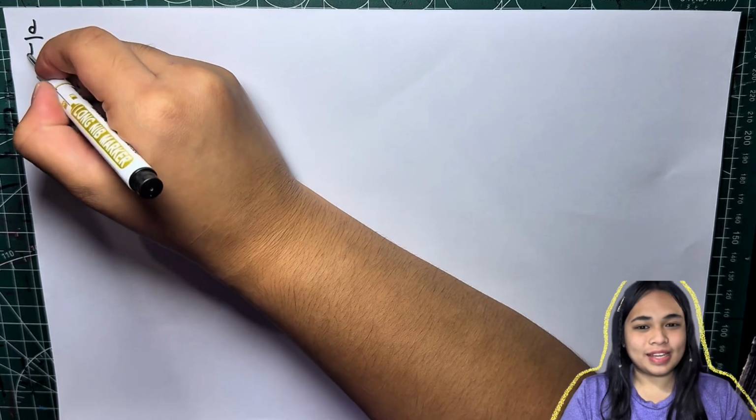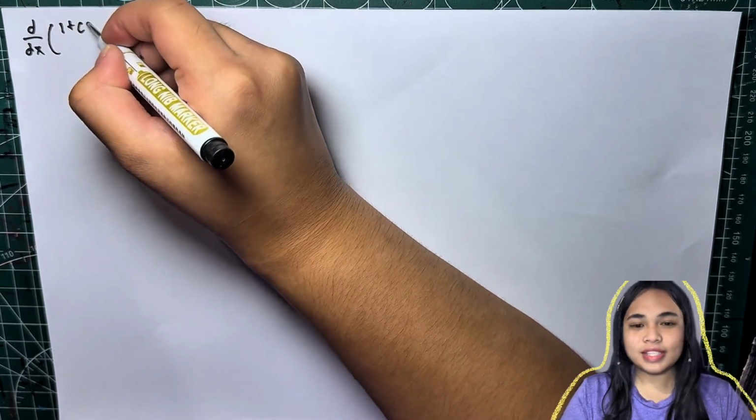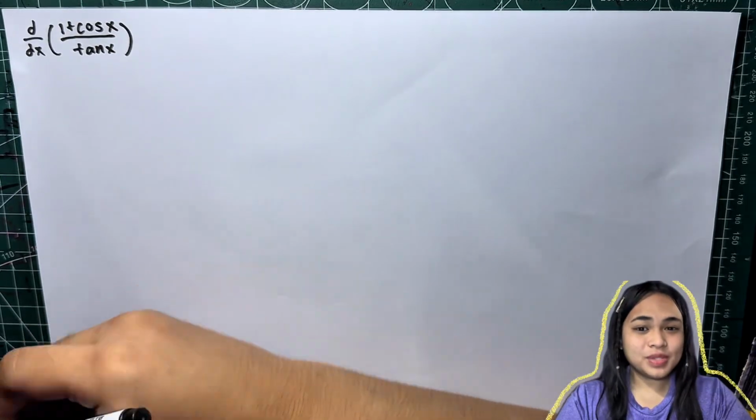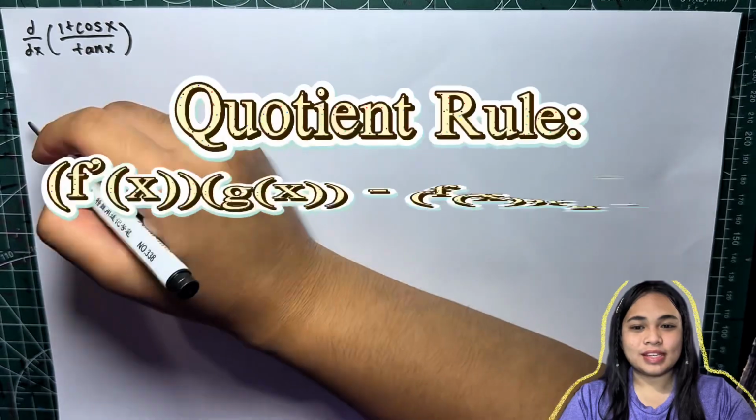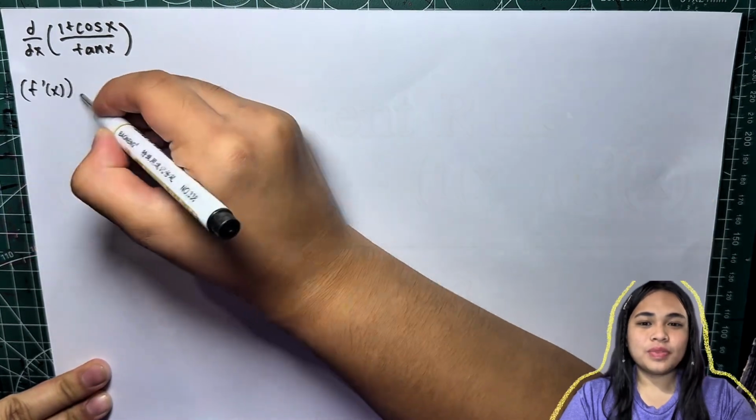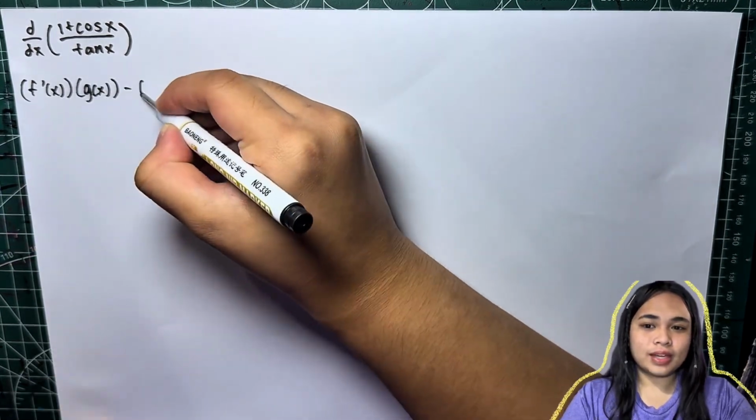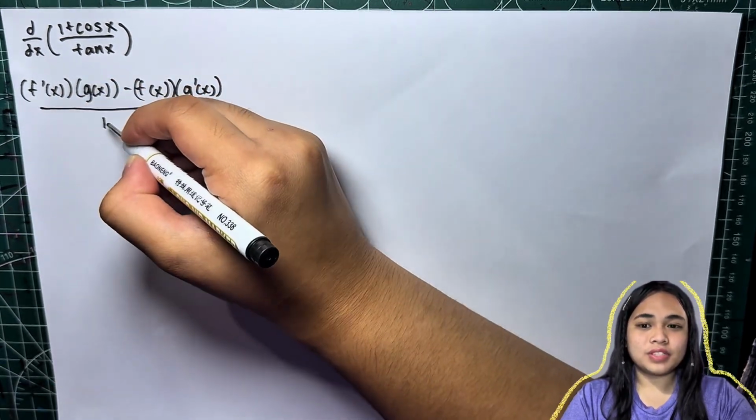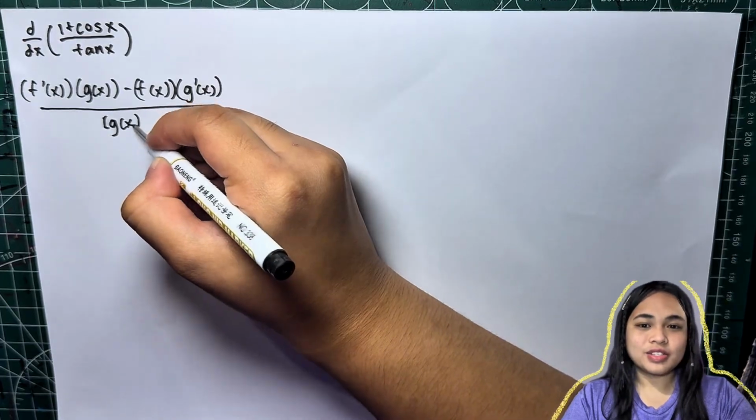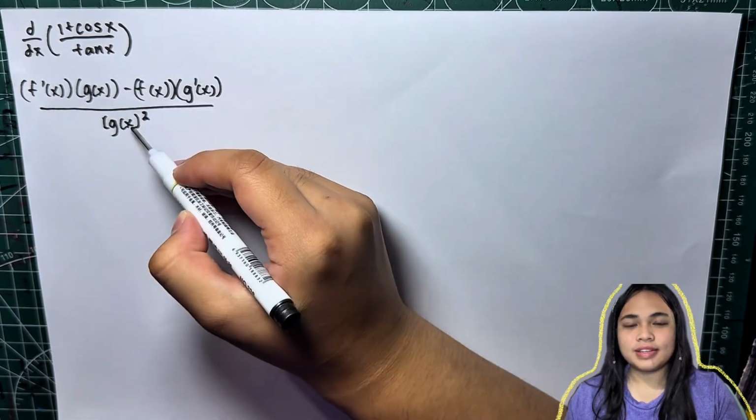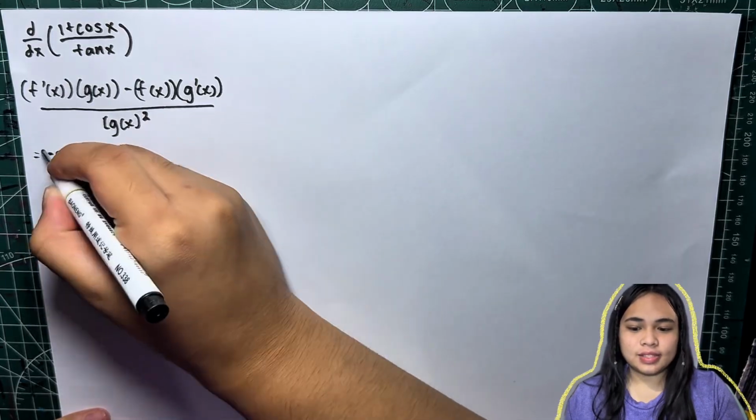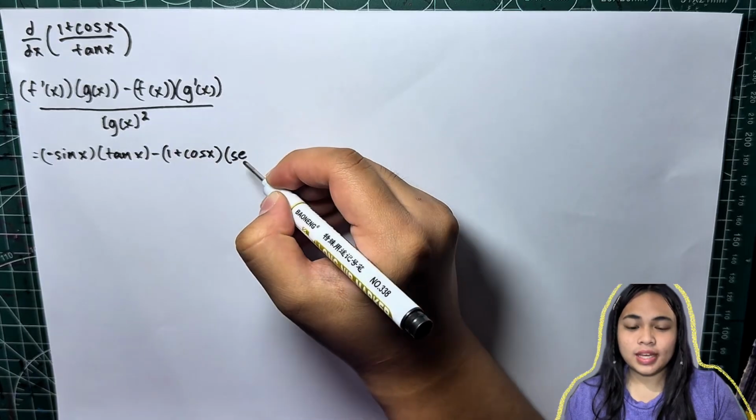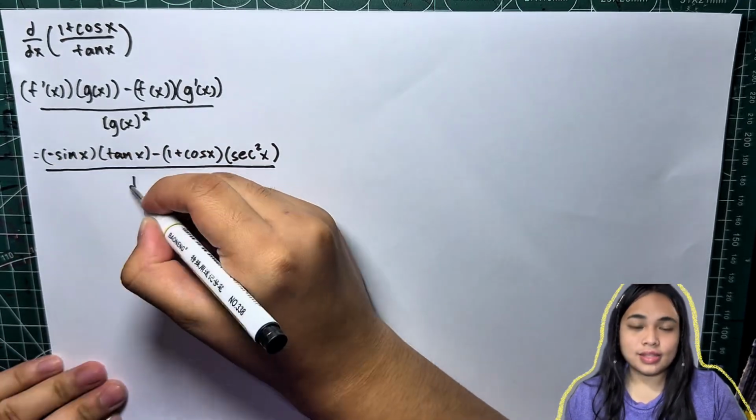Now let's move on to our next example. We have d over dx of 1 plus cos x over tan x. Now since we are dealing with a fraction, we're going to be using the quotient rule. As we know, the quotient rule is the derivative of f of x times g of x minus f of x times the derivative of g of x, over the denominator squared. Applying this to our function, we will have negative sine x times tan x minus 1 plus cos x times sec squared x over tan squared x.